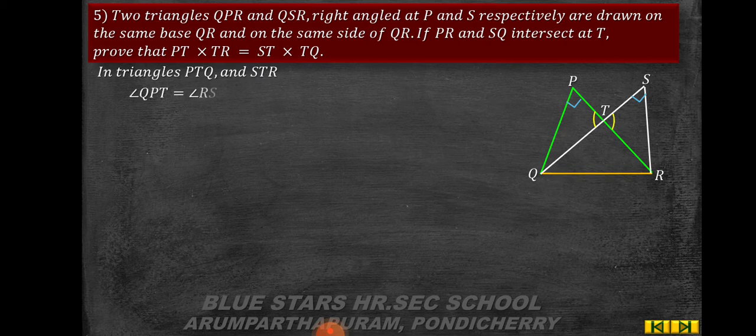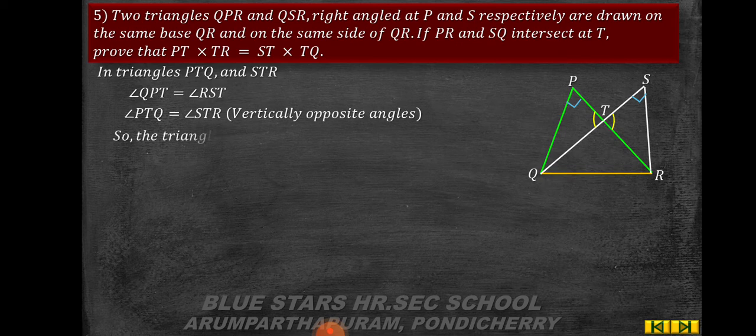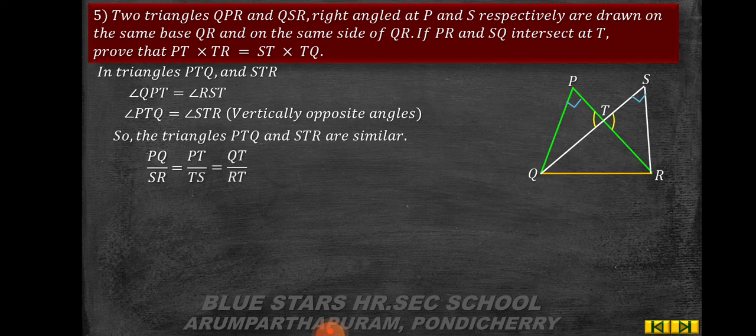So in triangles PTQ and STR, angle QPT is equal to angle RST. Angle PTQ is equal to angle STR, vertically opposite angles. So the triangles PTQ and STR are similar. PQ by SR is equal to PT by TS, which is equal to QT by RT. So PT by TS is equal to QT by RT, which implies PT into RT is equal to QT into TS.